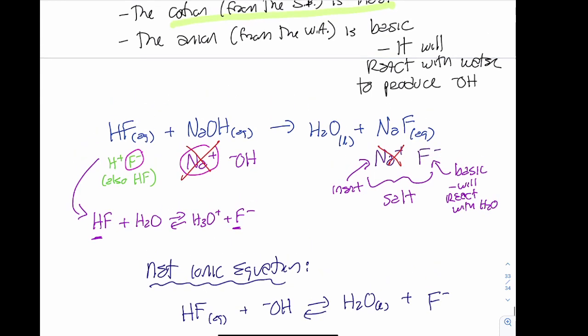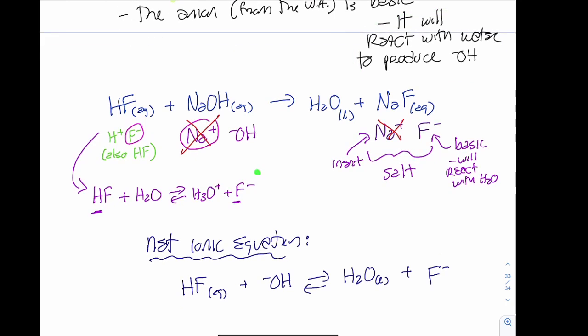Right? It will react with water. If we go and look at this one, remember, the conjugate base of my weak acid solution is basic. I do have an arrow going in this direction, right? It will take a proton from hydronium ions to form HF. So it will react with water.